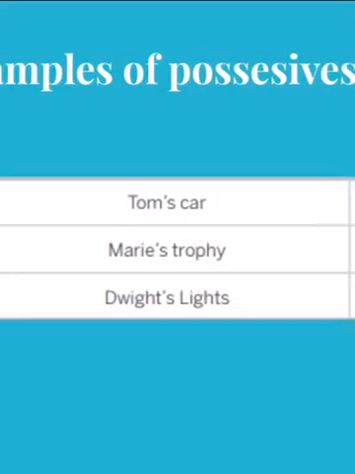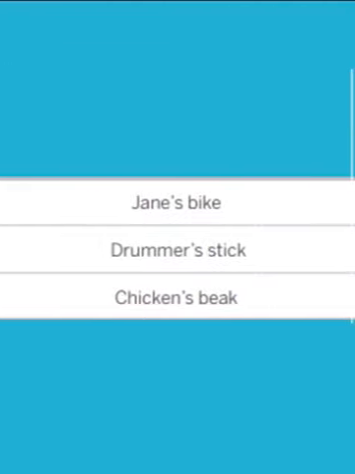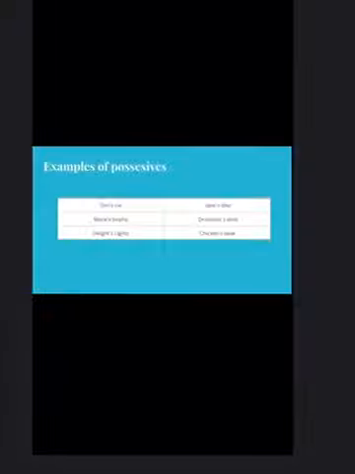In Dwight's lights, apostrophe S at the end of Dwight because he owns those lights. Same with Jane's bike. It is her bike. She owns it. Drummer's stick. That is the drummer's stick. So we need an apostrophe S after drummer. And chicken's beak. Okay, very good.